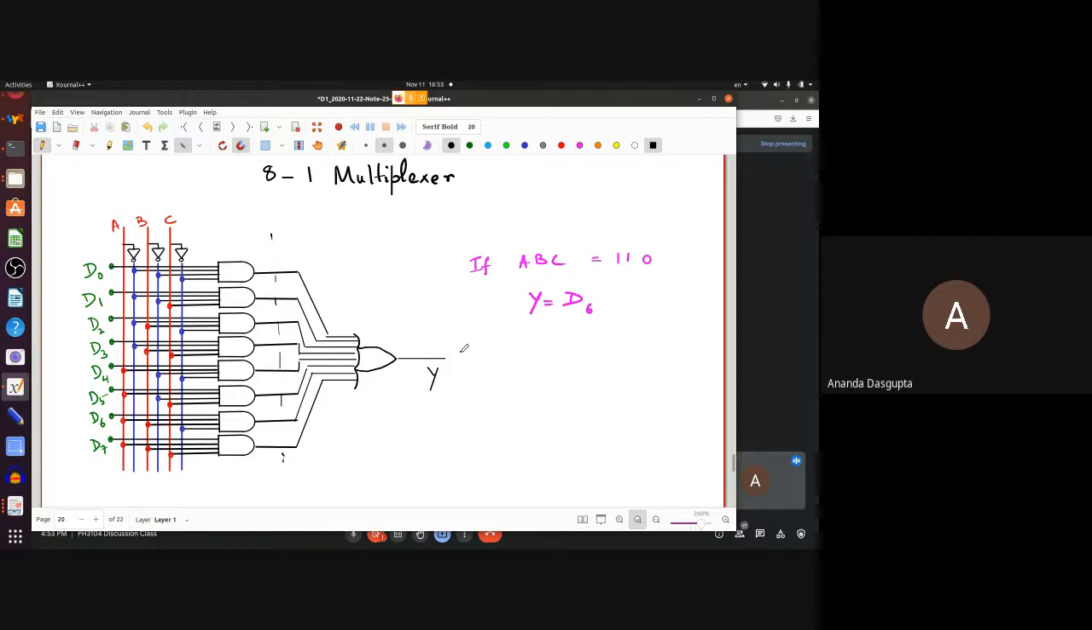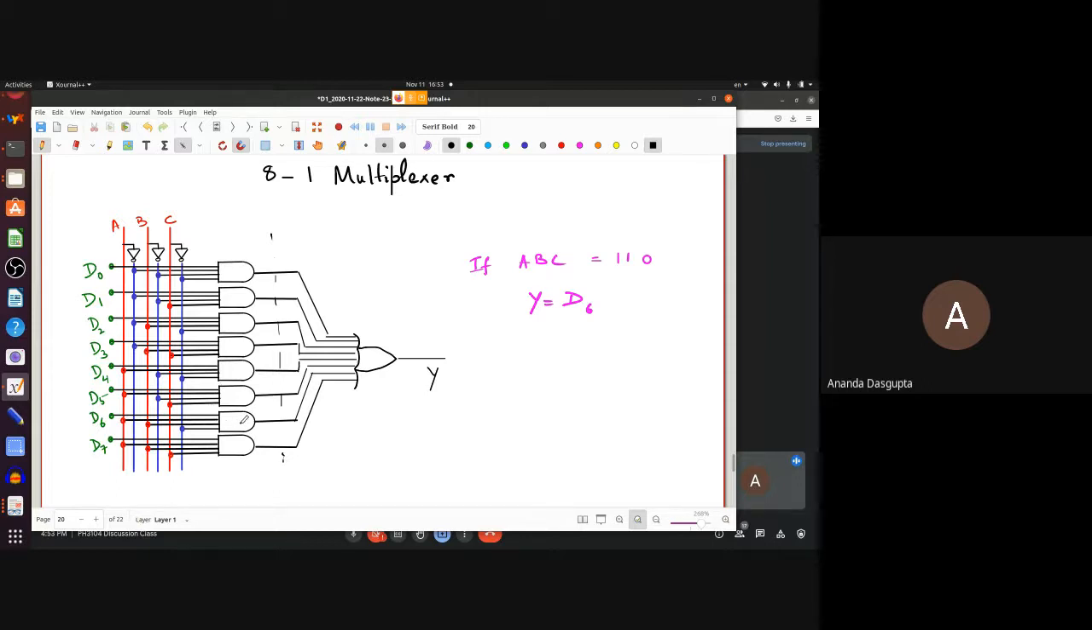Okay. Here what will happen is something like this. If ABC, for example, is 110, 110 is actually the decimal number 6, right? 4 plus 2 plus 0. So that's 6.